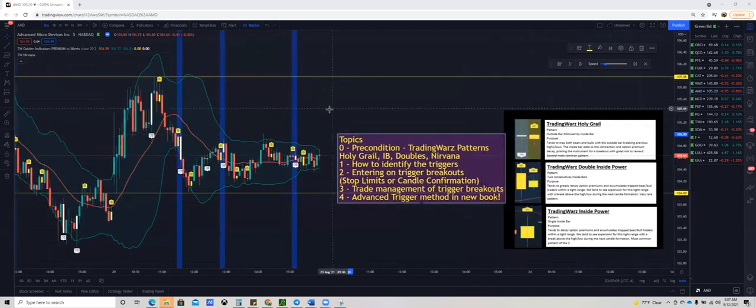So what we're trying to do, guys, is drill down on a 5-minute chart and look for those triggers to enter. If we break above the previous day's high, I'm going to go long with calls, or if we break below the previous day's low, I'm going to go short and buy puts. This is the most simplistic way of using the triggers, using the previous day's high and low.